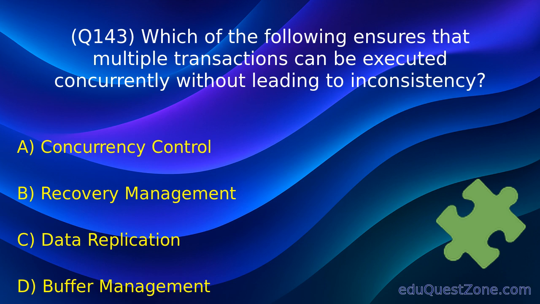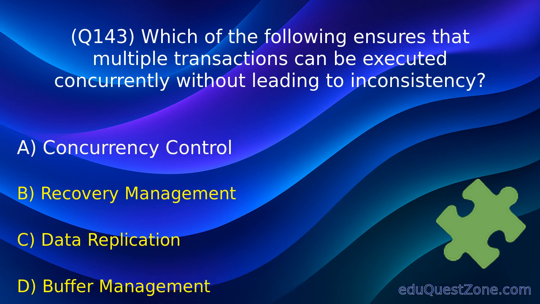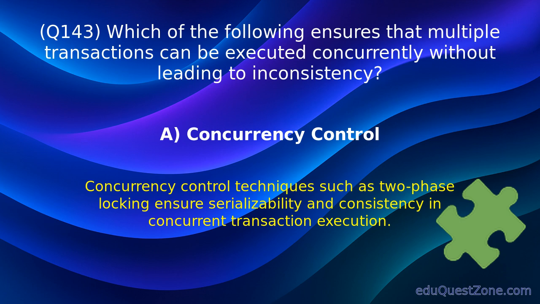Question number 143. Which ensures that multiple transactions can be executed concurrently without inconsistency? Option A, concurrency control. Concurrency control, often through two-phase locking, ensures consistent concurrent execution.